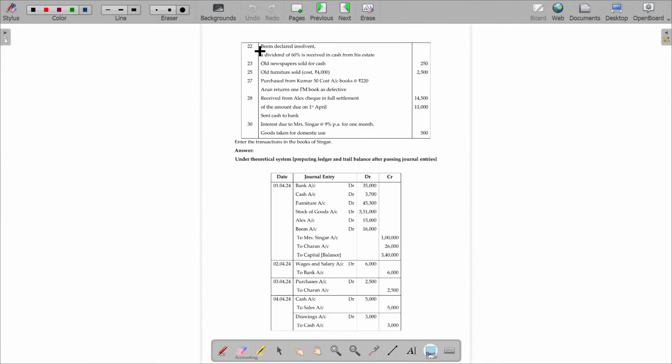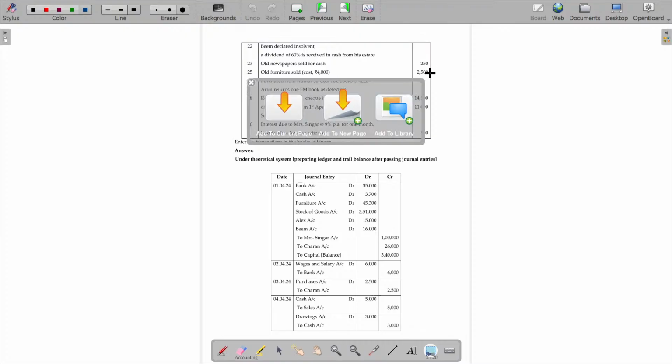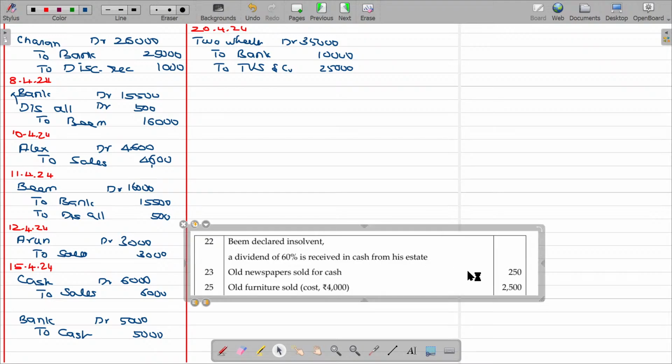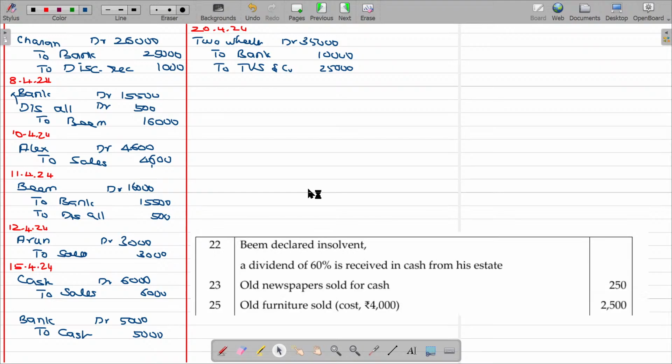So we still have a few more items. 22nd onwards, I'll pick from 22nd to 25th. Okay. Beam declared insolvent on 22nd April 24. A dividend of 60% is received in cash from his estate. So actually from Beam I have to receive 16,000.